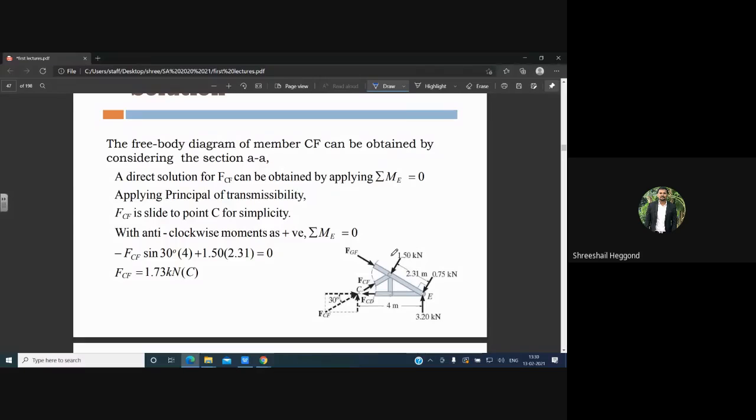Only the right hand side portion of AA is drawn again over here. The unknown forces are FCD, FCF, and FGF. There are three unknown forces. The angle of inclination for the inclined member is 30 degrees, which is given in our previous table also. The loading conditions are 1.5 kilonewton and 0.75 kilonewton at two joints, that is E and F. And the reaction acting at E is 3.2 kilonewton.